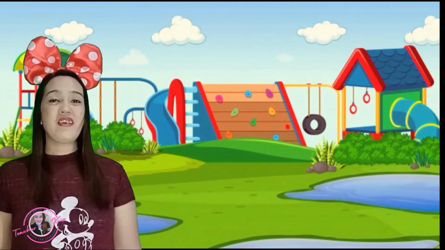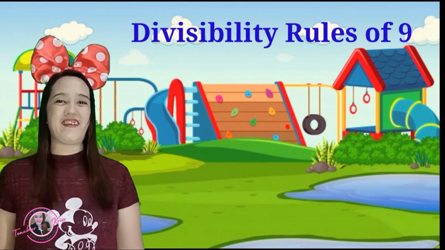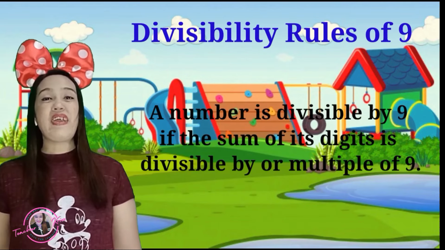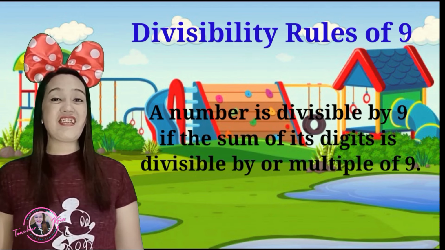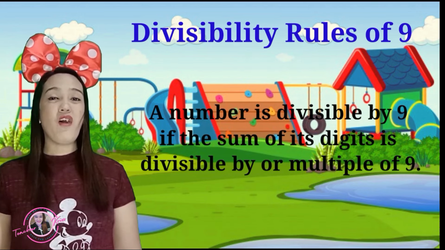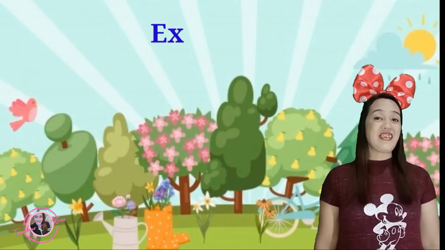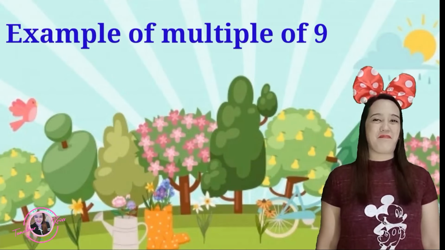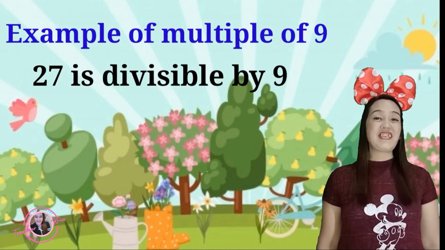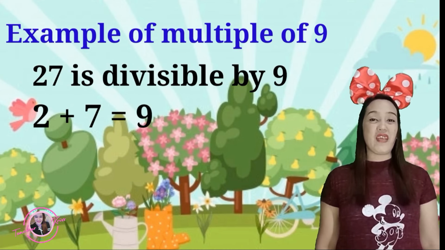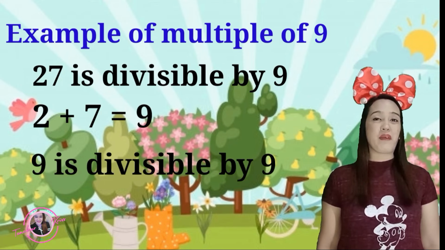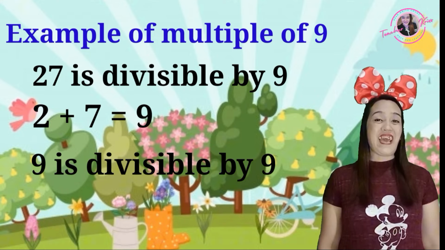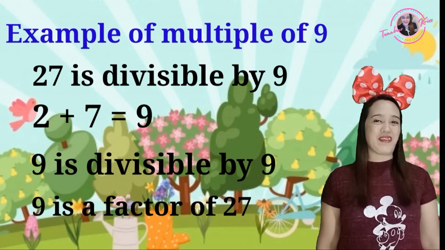Let us proceed to the divisibility rules for 9. We will know if a number is divisible by 9 if the sum of its digits is divisible by or a multiple of 9. So what is an example of a multiple of 9? 27 is divisible by 9 because when we add 2 plus 7, we got the answer 9. And 9 is obviously divisible by 9. Therefore, 9 is a factor of 27.